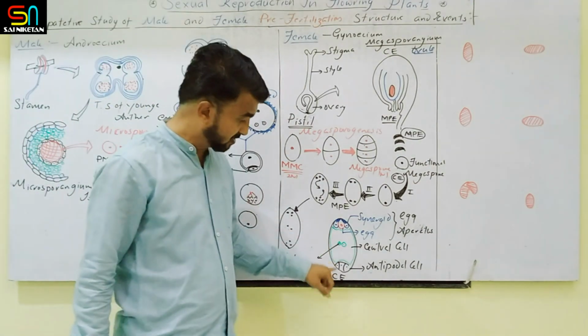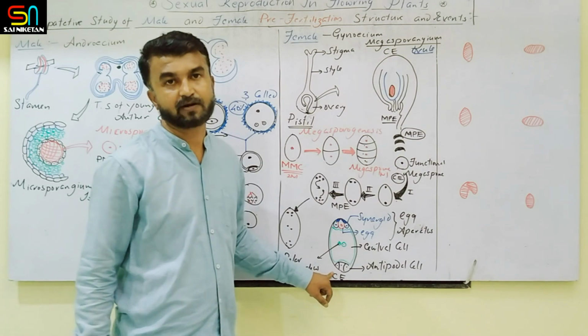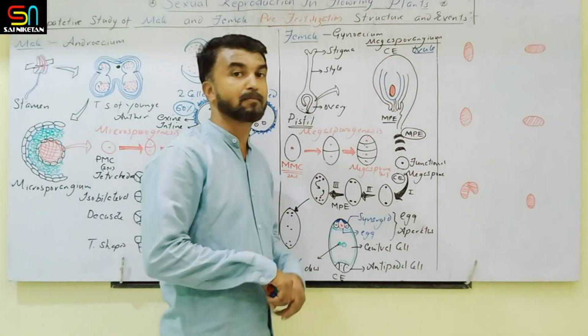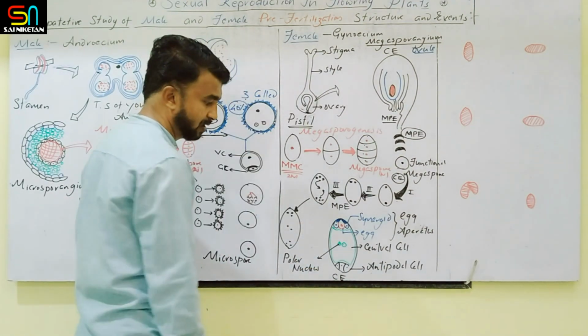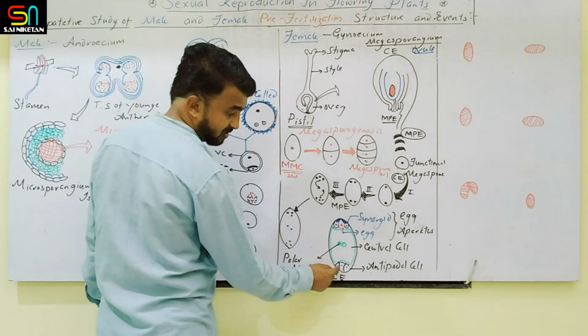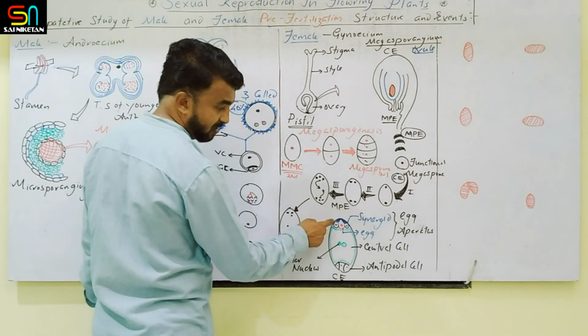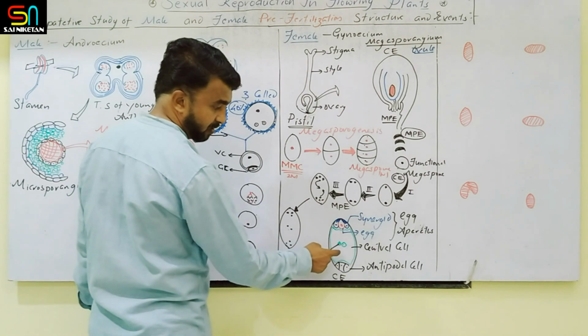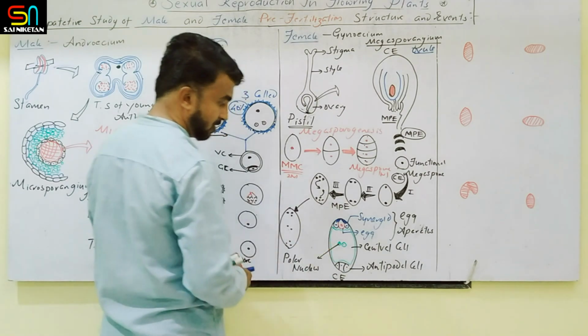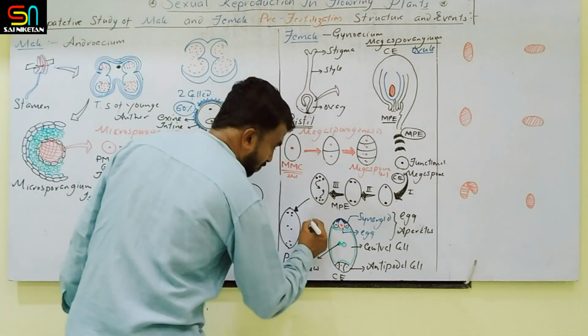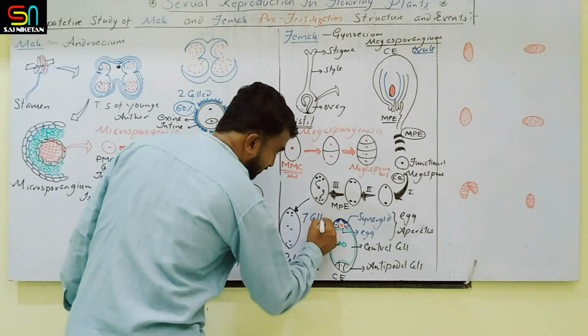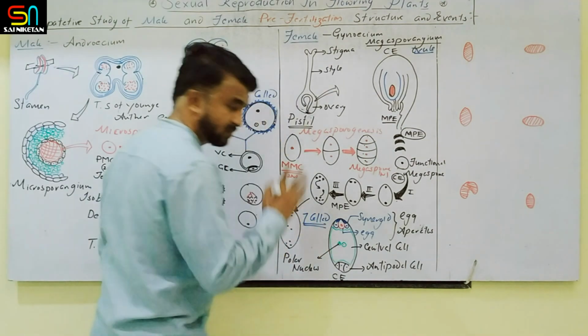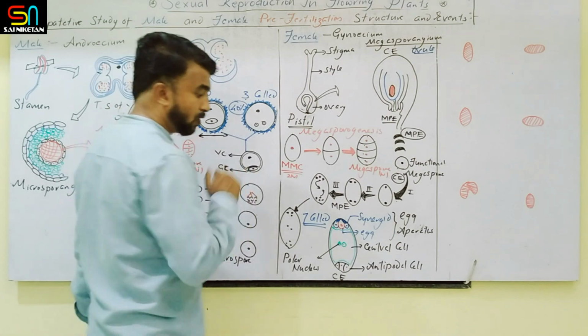Now this is a female gametophyte. Try to count the number of cells and number of nuclei in it. Number of cells: 3 cells are present toward the chalazal end, 3 cells toward the micropylar end, and this one is a central cell. So that's why this embryo sac is 7-celled. 7 cells are there. Now count the nuclei.